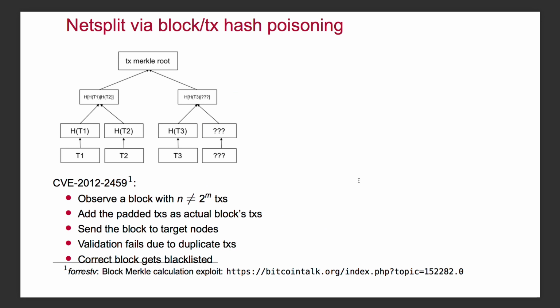So based on this padding property, there was an attack on Bitcoin, which was a CVE in 2012. Basically, the idea is to observe a block with less than 2 to the m transactions, add the padded transactions that would be padded through the Merkle root computation inside a block, and send that block to target nodes. The validation will fail because there are duplicate transactions, but the hash did not change. And the output of this is that the correct block gets blacklisted.